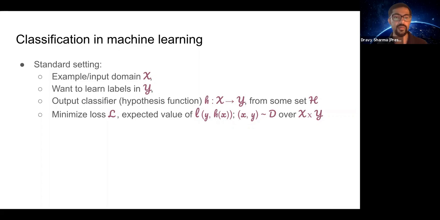Our goal is to minimize the loss L, which we define as the expected value of this quantity, small l of y and h(x), where x and y are drawn from some data distribution D. Roughly speaking, L is supposed to penalize us whenever our hypothesis h(x) differs from the true label y. This is the standard definition.